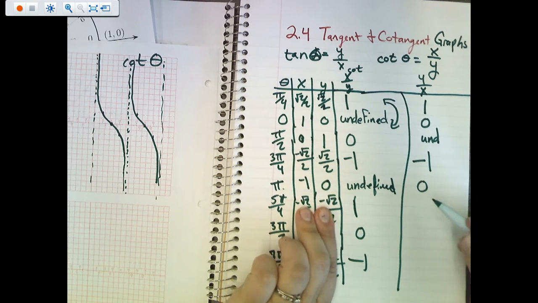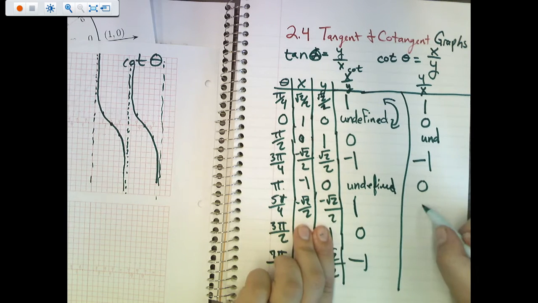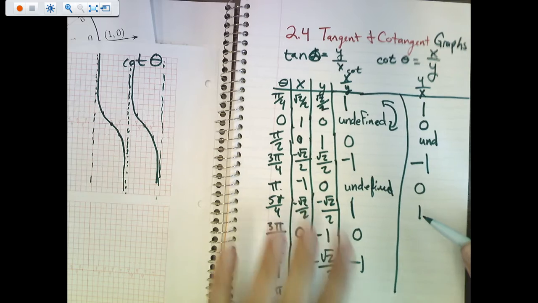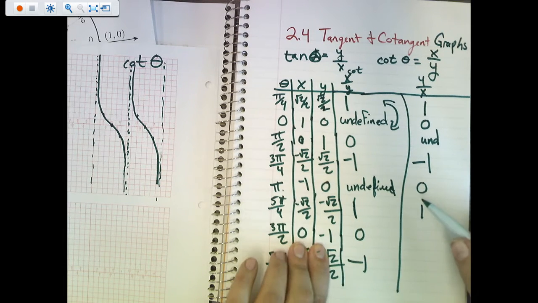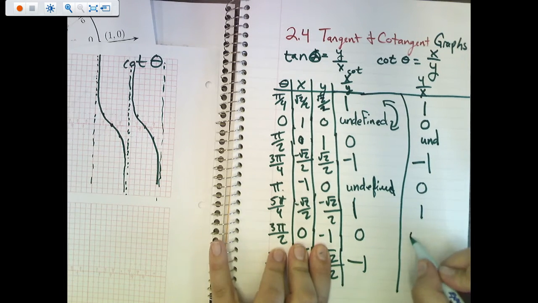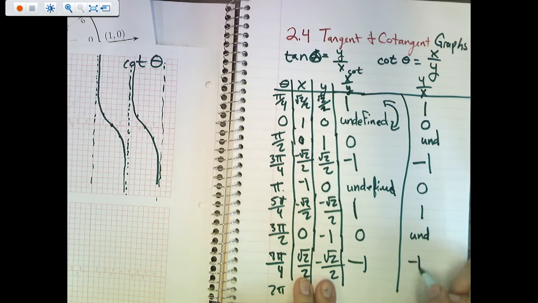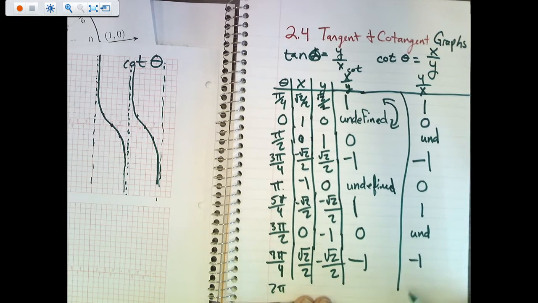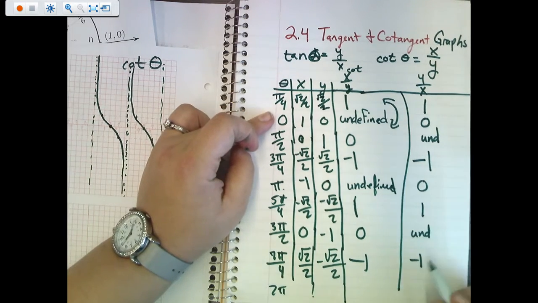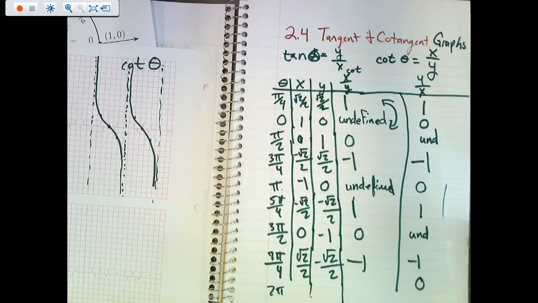Hopefully you have the idea of the graphing, that you don't have to go through this entire process to do this whole thing, but you're getting the idea of it, and then you will be able to do it. A negative and a negative make a +1. Y over -1 over 0 is undefined. Negative square root of 2 over 2 over positive square root of 2 over 2 is -1. And then at 2 pi, I am back to what I had for 0. So I still have a couple undefineds.